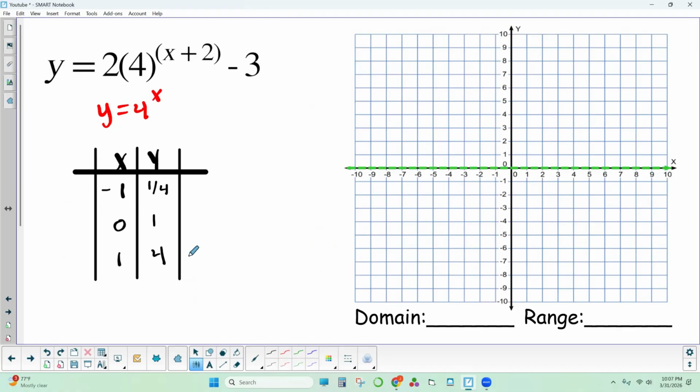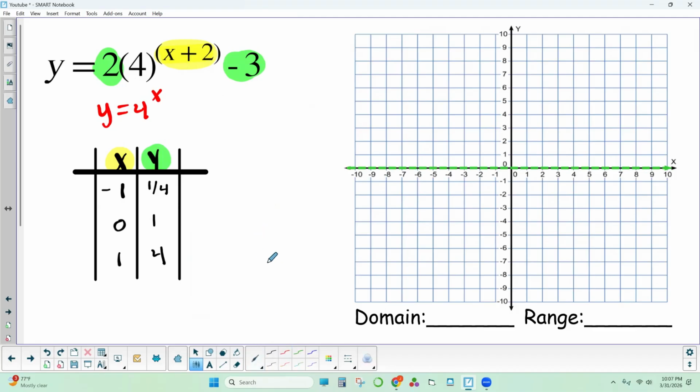And now I'm going to apply my transformations. Now, inside the function affects x. Okay. So looking up here in parentheses, inside the function affects x. That's horizontal change. So we're going to apply that to our x's. And then outside the function, these affect y. That's vertical change, so we're going to apply those to our y values.